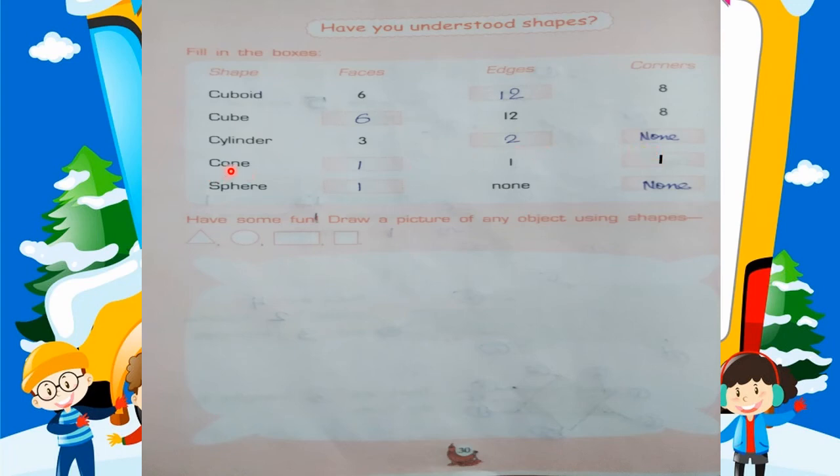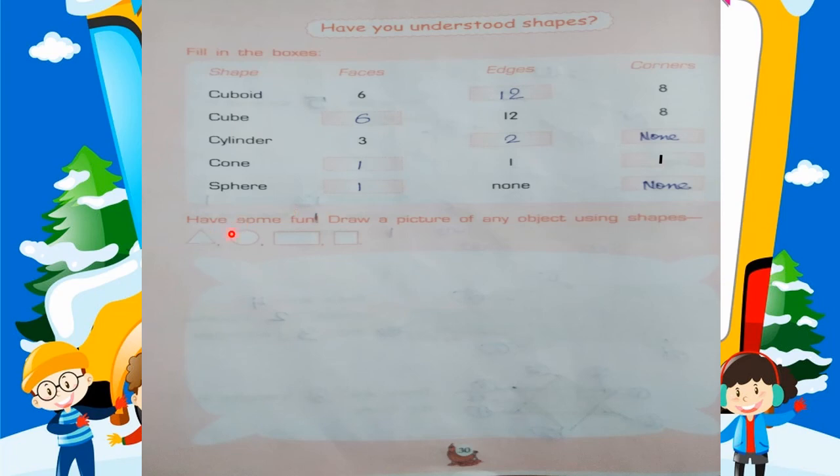Next is cone. So in a cone, how many faces? Only 1. Okay, how many edges? Only 1. And how many corners? Only 1. Okay, next is sphere. So in a sphere there is only 1 face. Okay, and there are no edges and no corners in a sphere shape. Okay, clear? So this is a short description about shapes.